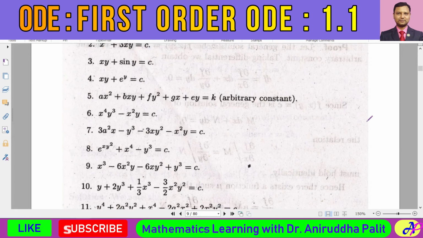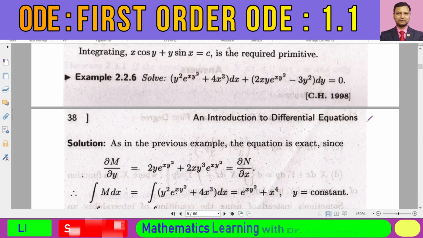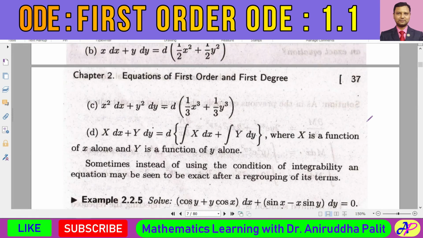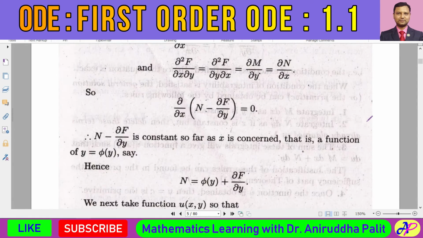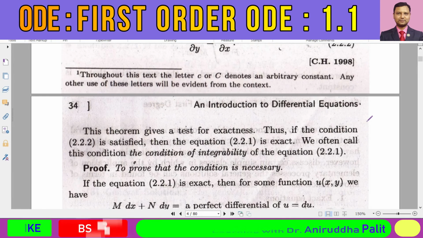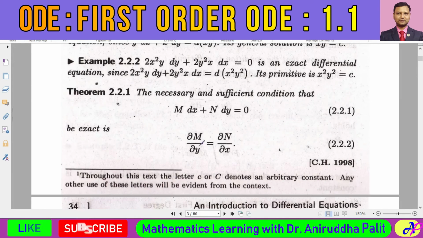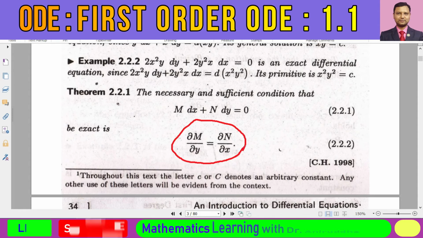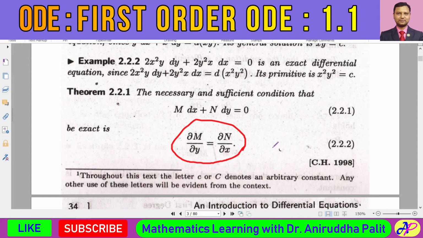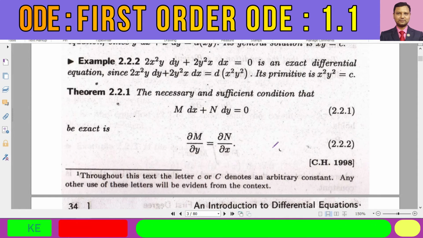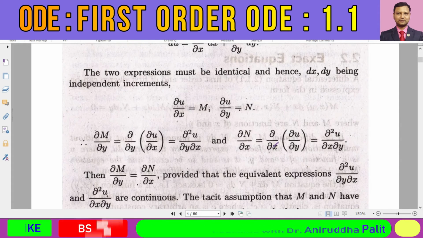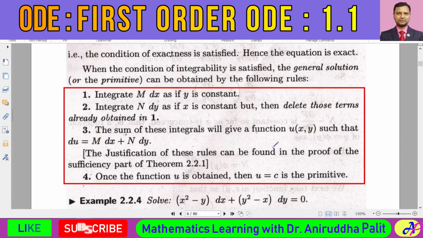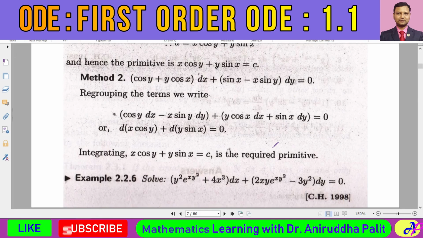What was the condition of integrability? I told you that the condition of integrability was this condition: del M del y is equal to del N del x. This was the condition for integrability. But okay, fine, we satisfy this condition. But how to find the solution of this differential equation? That is a very challenging job.